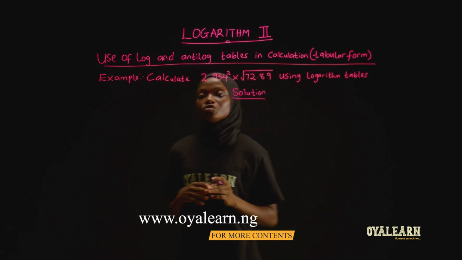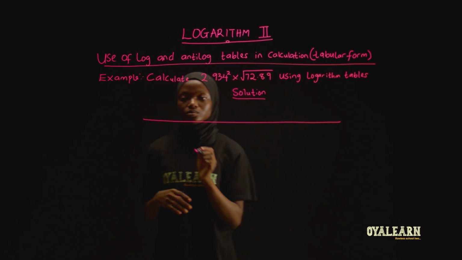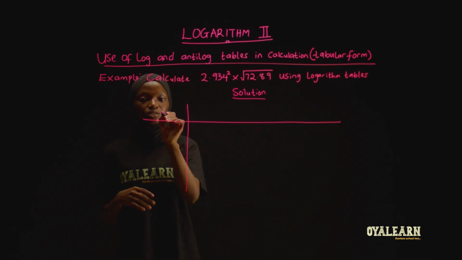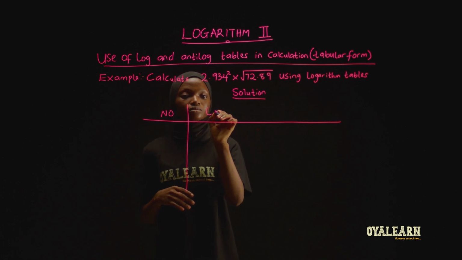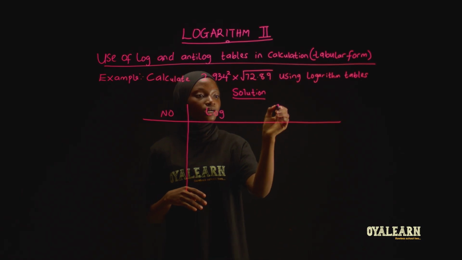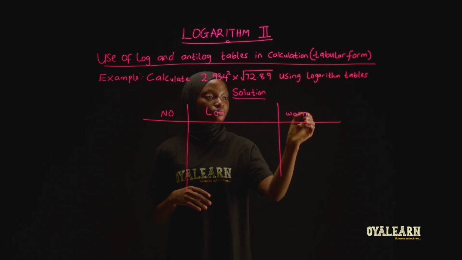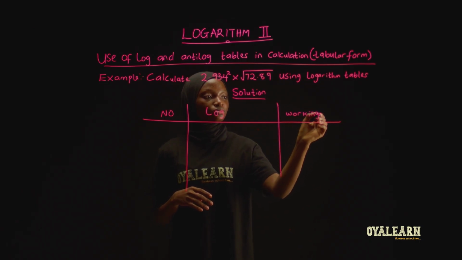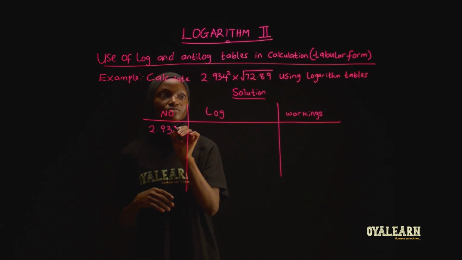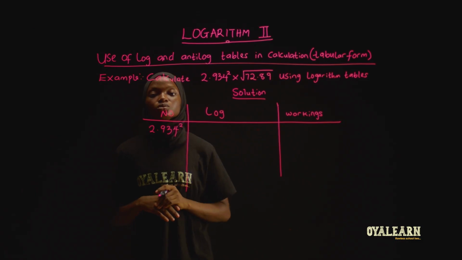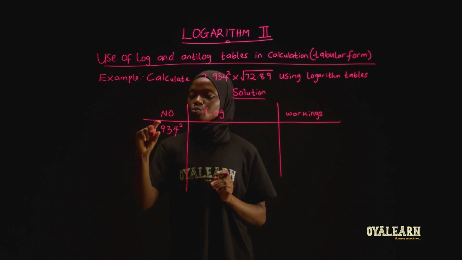Since we are doing this in tabular form, we draw a table first. We have the number, we have log, and here we have the workings. Now the first number we have here is 2.934 all raised to the power of 2. To find the log of this number, you first find the log of 2.934.